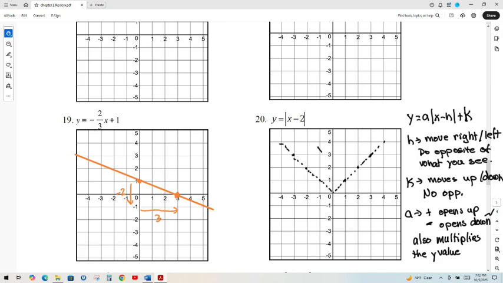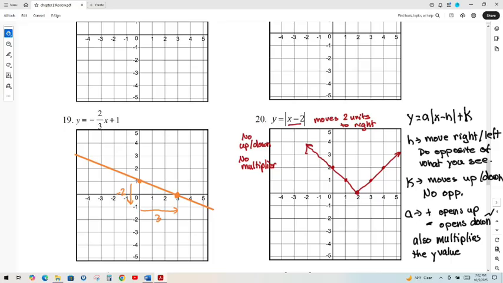Now remember, our standard parent graph is y equals the absolute value of x. So this is what it would normally look like without any changes. Now let's look at our problem and see what we have to do. In our particular problem, we know that we're going to move 2 units to the right. So as we move the 2 units to the right, the vertex is at 2. There's no k, so there's no up and down, and there's no a value other than a positive 1, so we know it opens up, and everything stays the same.